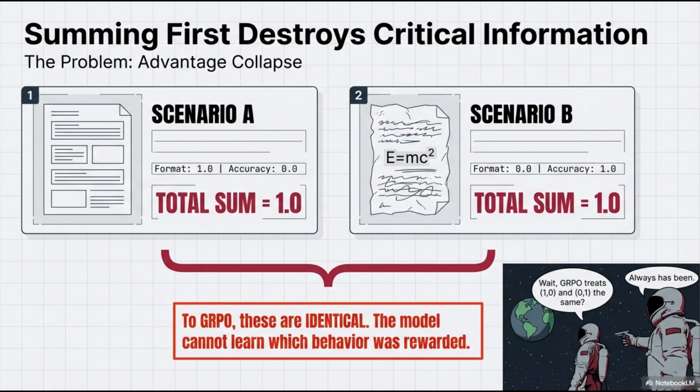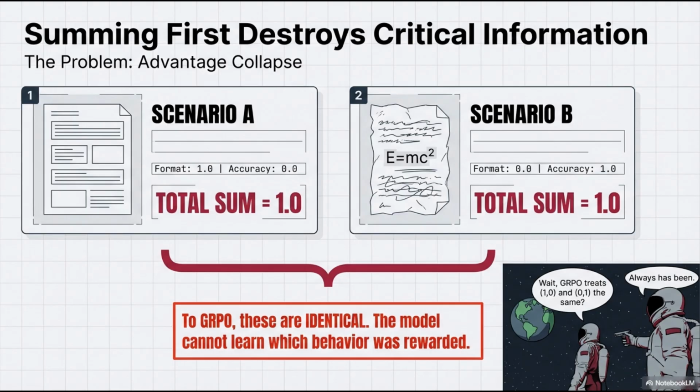Now let's see exactly why summing first is a trap. This is the core insight of the entire paper. Imagine your model generates response A. It's beautifully formatted, clean JSON, proper structure, every bracket in place. But the actual answer inside, completely wrong. So the format reward gives it a perfect 1. The accuracy reward gives it 0. Add them together, total sum equals 1.